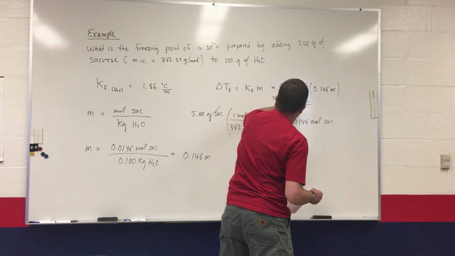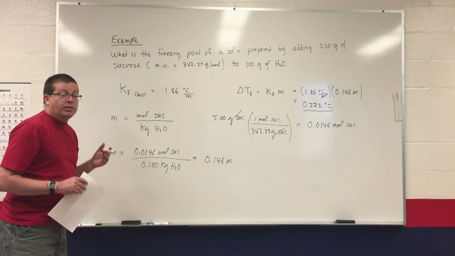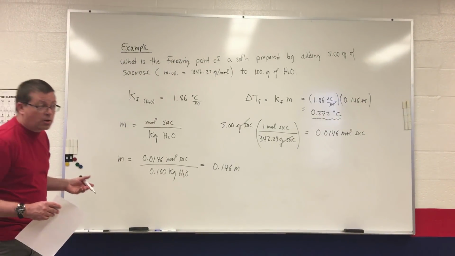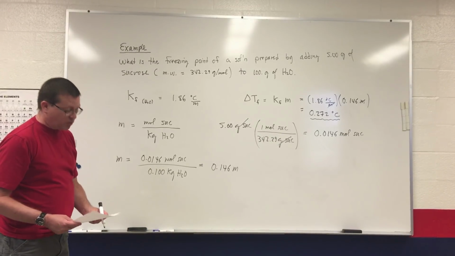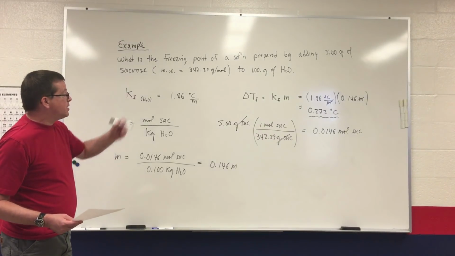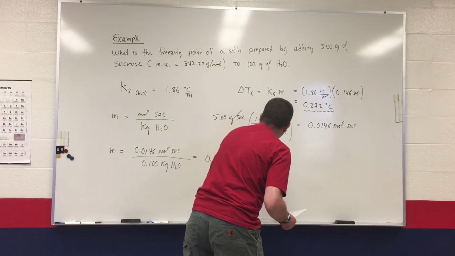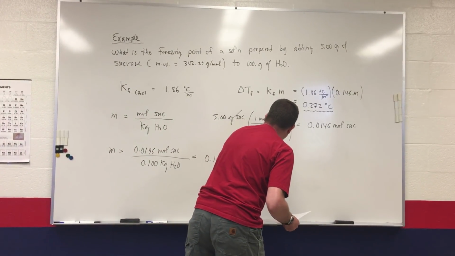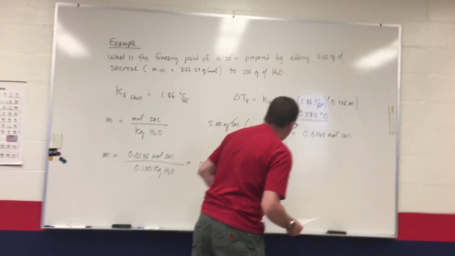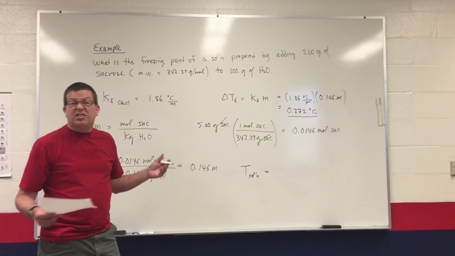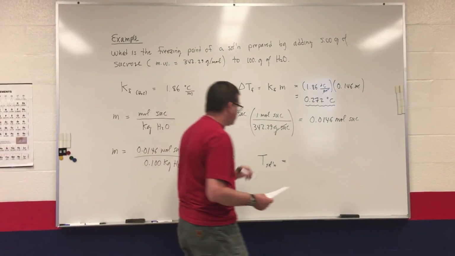Now keep in mind that this value is the magnitude of the freezing point depression. What the question actually asks us for is what is the freezing point of the actual solution. So we actually have to calculate that from the delta T sub F. So the T of the solution, that's the freezing point of the solution, that's going to equal the normal freezing point of water, which is 0 degrees Celsius. That's where pure water normally would freeze.